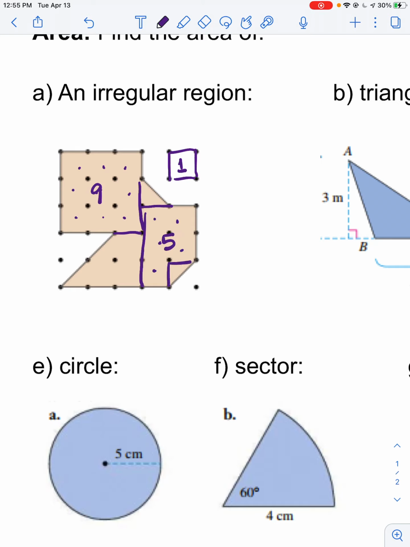5 there. Over here, I'm going to have a group of 3 whole blocks. But this isn't just about whole blocks. I also have half blocks in here as well. If I add these half blocks together, I get another 1, and adding these half blocks together, I get another 1. So adding my 9 plus 5 plus 3, that's 9 plus 8 is 17, 18, 19. I get that the area of this irregular region is 19 units squared.